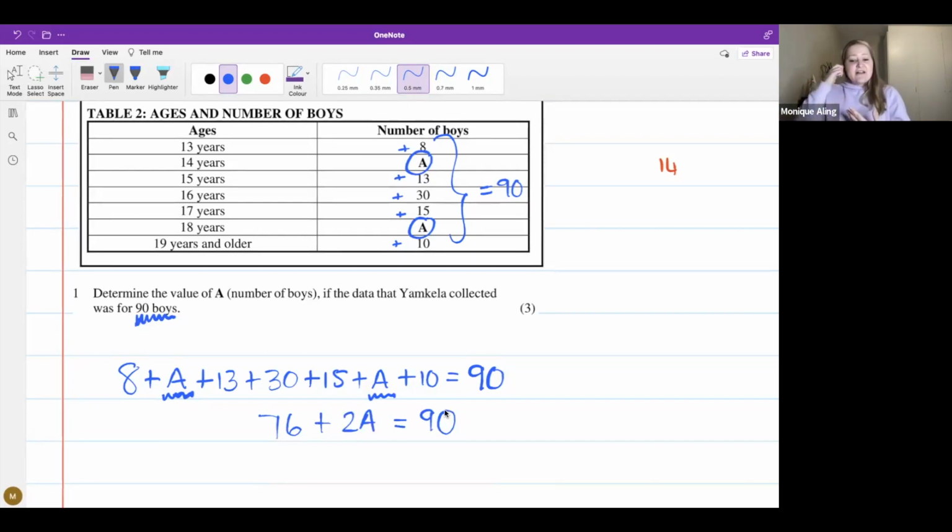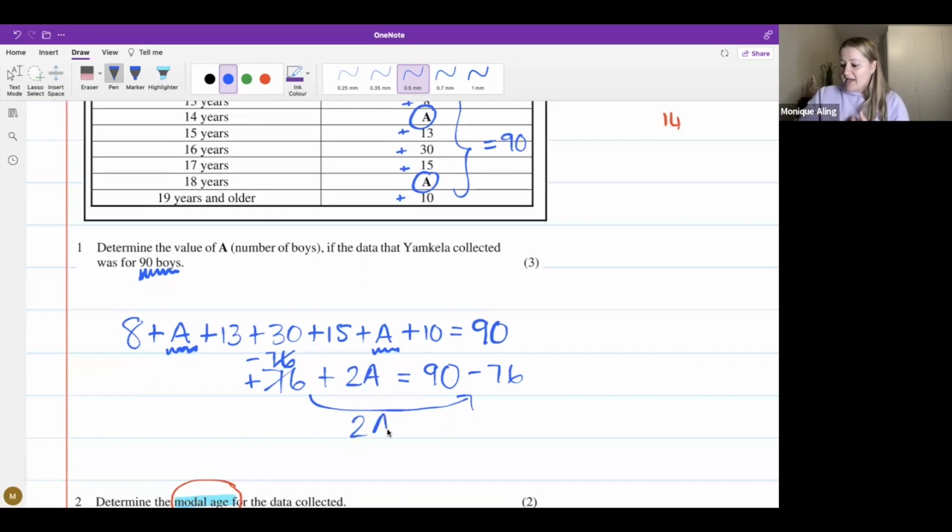Then you can understand it as, we need to take the 76 to the other side of the equal sign. We want to do this because we need to get A by itself, because we want to know what A is equal to. Whenever you take something across the equal sign, you do the opposite operation. So it is positive 76, so I minus 76. That leaves me with 2A is equal to 14. And because there are two A's, I have to share it or divide by 2. So each A is actually equal to 7.